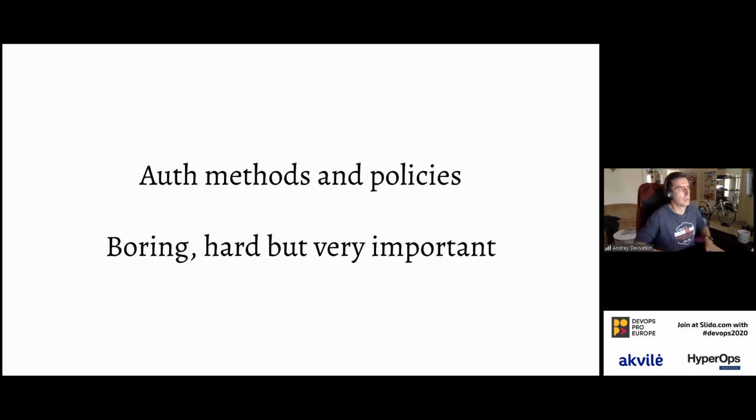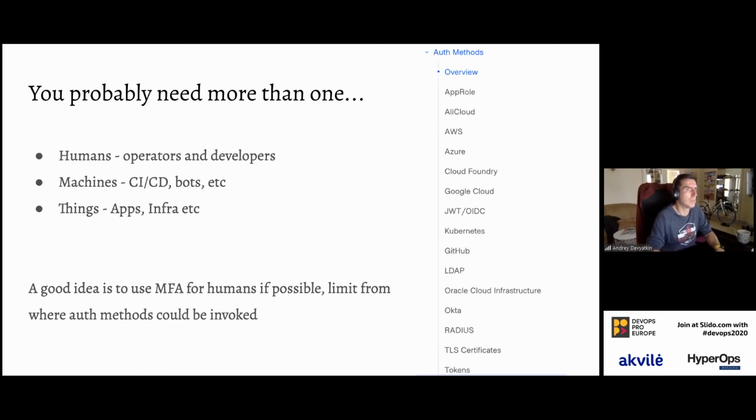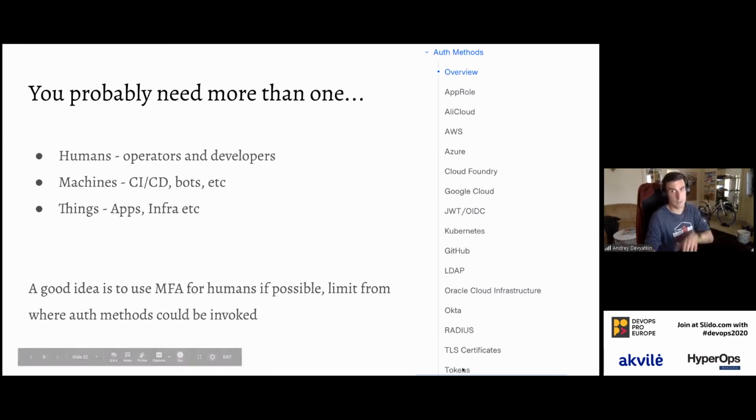So we have to start on the left with auth methods and policy. It's kind of boring, but it's important because that allows you to get a token and to do other stuff that you want to do with Vault. And there are a lot of auth methods available, and that's a screenshot. It doesn't end down here, it carries on. So I took it from the Vault website, and you should check it out. You probably will need more than one.